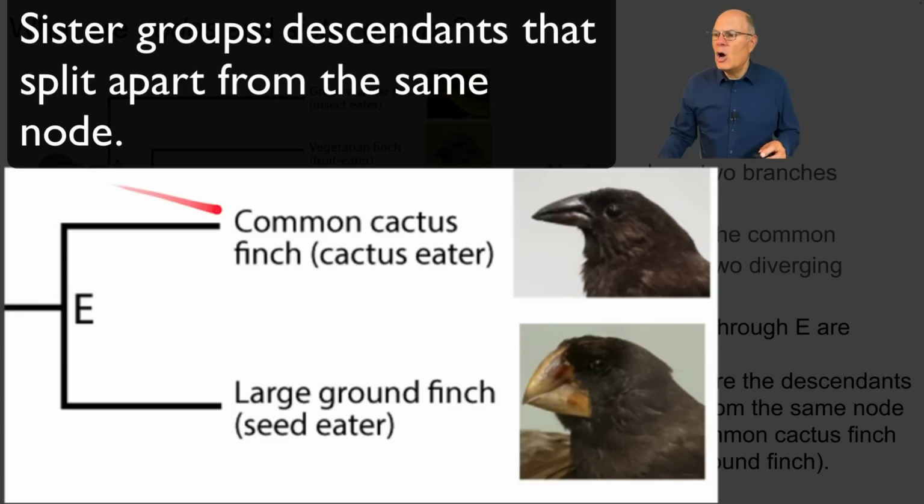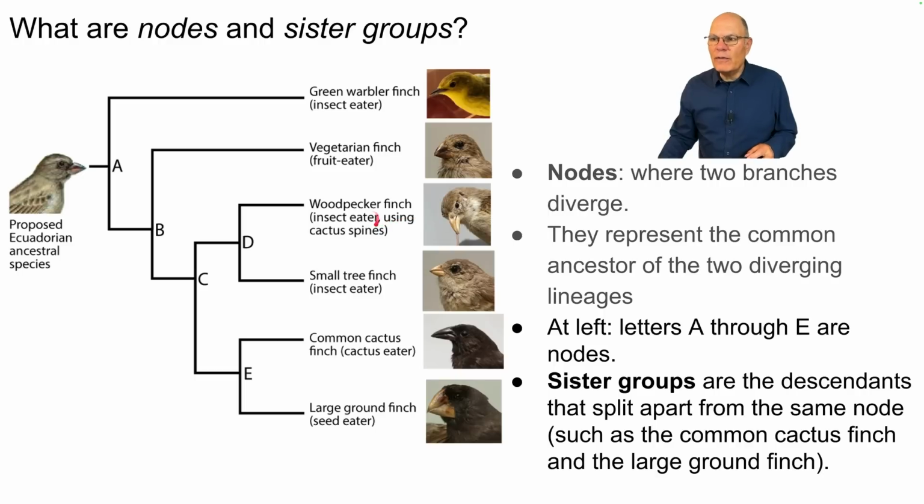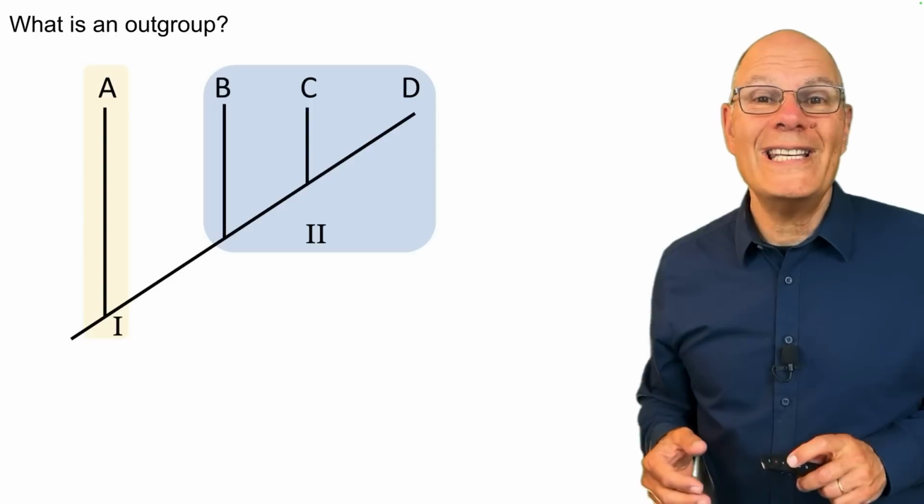Sister groups are the descendants that split apart from the same node, such as the common cactus finch over here and the large ground finch. Those can also be called sister species because that's the taxonomic level at which they're at. So the woodpecker finch, the small tree finch, that clade, that's a sister clade to this clade that's defined by letter E, the common cactus finch and the large ground finch. What is an outgroup?